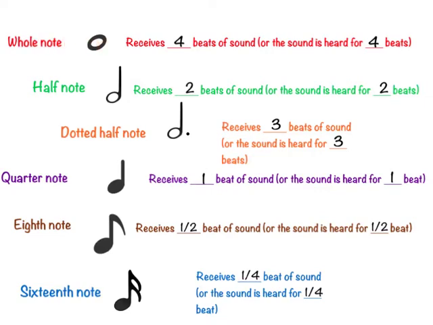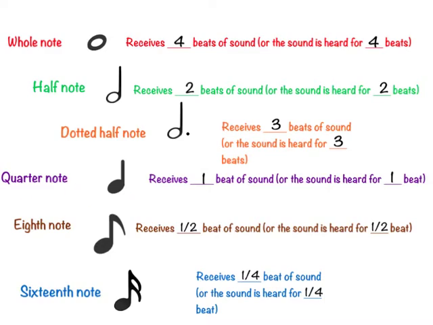A whole note receives 4 beats of sound, or the sound is heard for 4 beats. A half note receives 2 beats of sound, or the sound is heard for 2 beats. The dotted half note receives 3 beats of sound, or the sound is heard for 3 beats.